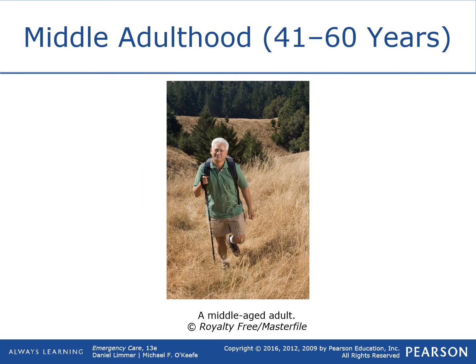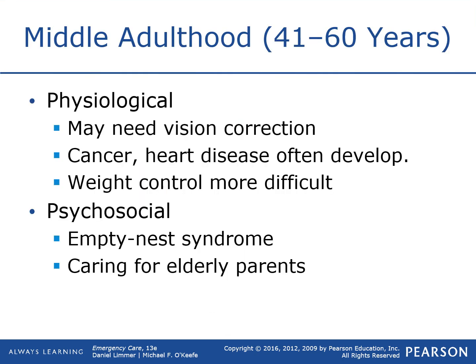Here's a picture of a middle-aged adult. This is where things start to get a little overused and a little weaker. So they might need glasses. Vision that's lasted them for 40 years might get a little worse. This is where you have the development of heart disease, especially if you had high blood pressure during your early adult years because of all the stress. So this is where you start to have some major medical things pop up.